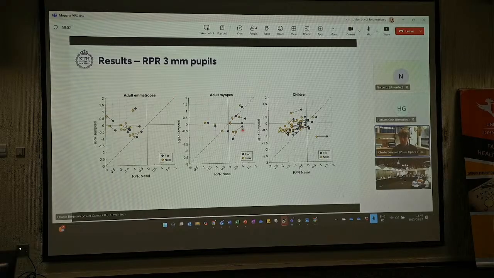For myopes, we also have a negative nasal shift, but not really any temporal shifts. We see that they are still spread evenly around the symmetry line, with no shared asymmetry. And children are quite similar to the emmetropes in that there's a distinct negative nasal shift with accommodation, but not really any clear tendencies temporally.